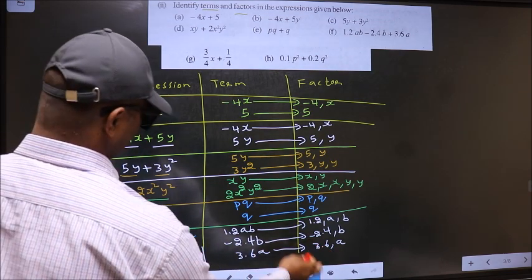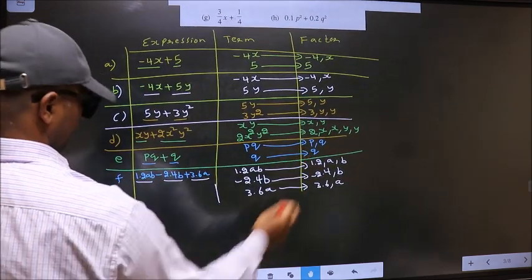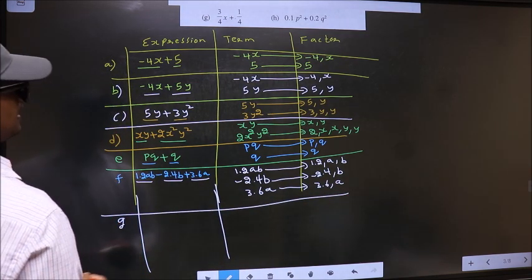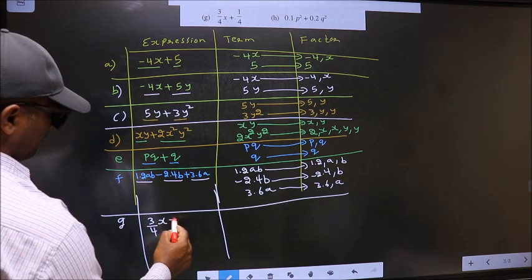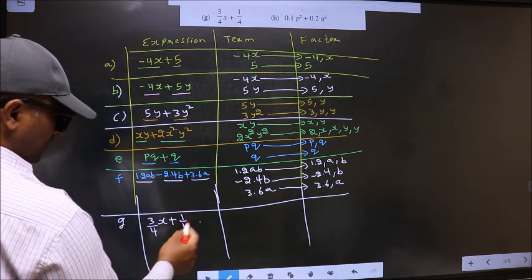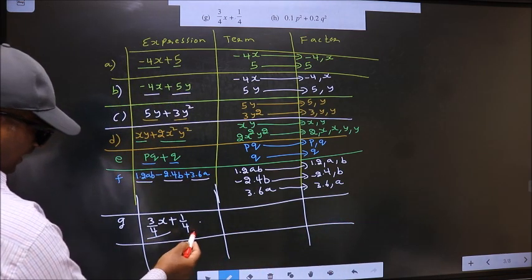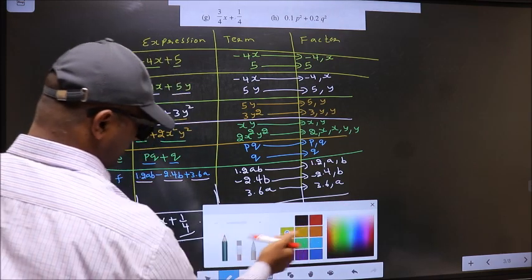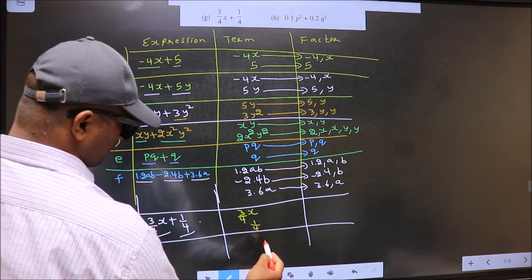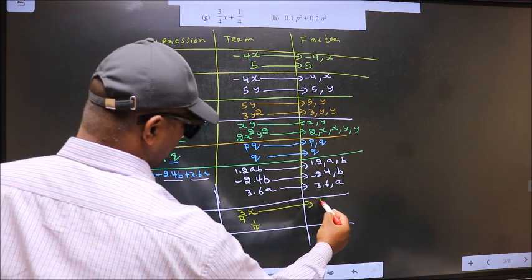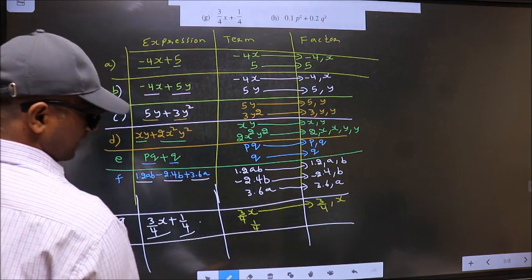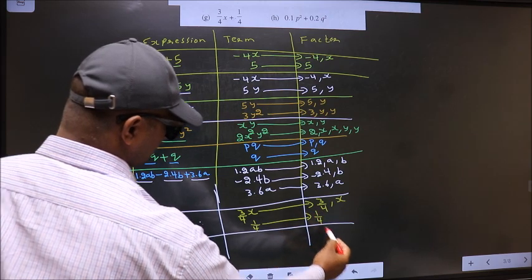Next, G. G is 3 by 4x plus 1 by 4. Now, in this expression, the terms are this and this, that is 3 by 4x and plus 1 by 4. Now, how do we get 3/4 of x? By multiplying 3/4 and x. By multiplying these two, we get this. So, these two are its factors. And 1 by 4 alone as it is.